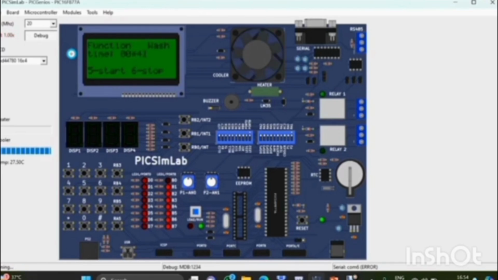We can see here that the fan is running, so the washing machine is washing the clothes. If we want to stop the machine, we have to long press 6, and it stops. Now let us see, by pressing 6 the machine stops. The fan is stopped, so the washing machine is stopped. If we want to wash the clothes again, we have to press switch 5. Let us see here that the fan is again running.